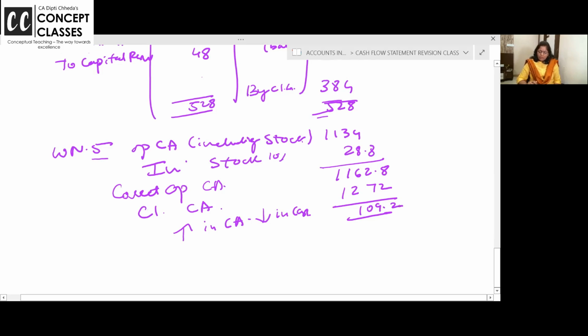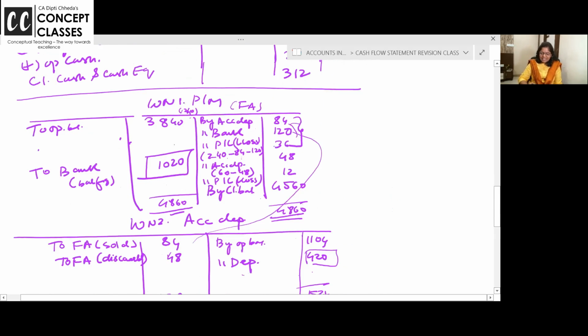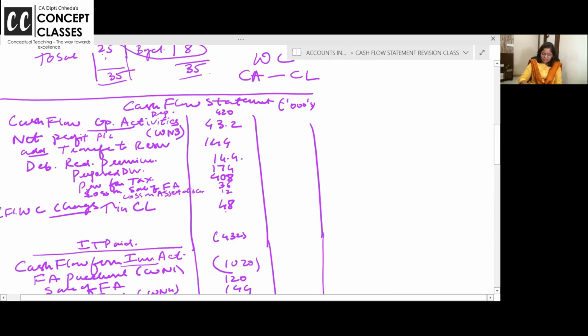देखो, opening current assets are 1134 including stock, but stock is undervalued by 28.8. So add the stock, add the profit. So now we are getting 1162.8 and closing current assets is 1272. So now what is the increase in the current assets? 109.2. That is decrease in cash. Where will you take this? Working capital changes. Yeah.